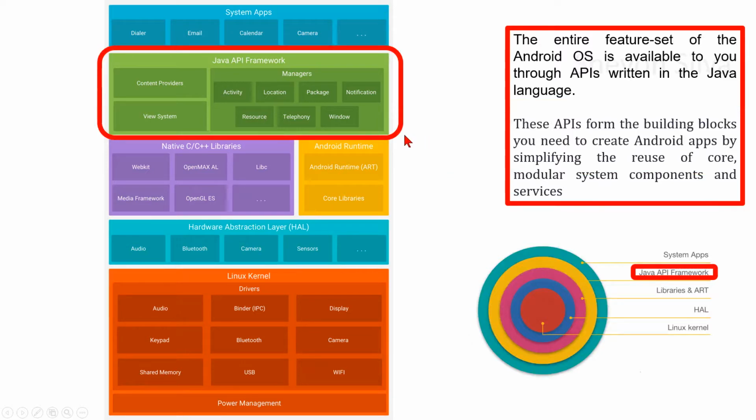Now we are focusing on the Java API framework. The entire feature set of the Android OS is available to you through APIs written in the Java language. These APIs form the building blocks you need to create Android apps by simplifying the reuse of core modular system components and services. Here in this diagram you can see the Java API framework, just below system maps.